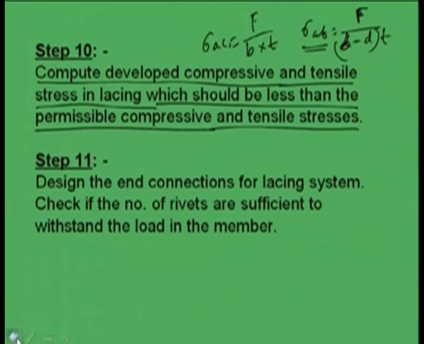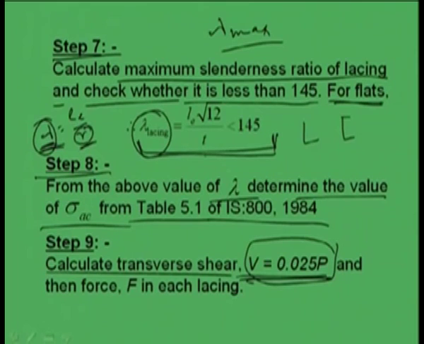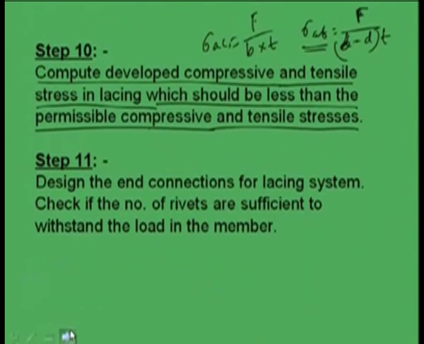Permissible compressive stress we can find from table 5.1 on the basis of lambda, and permissible tensile stress can be found as 0.6 into Fy, which is around 150 in case of Fy 250. So, we have to see whether it is okay or not. If it is not okay, then we have to increase the dimension. If it is okay, fine.